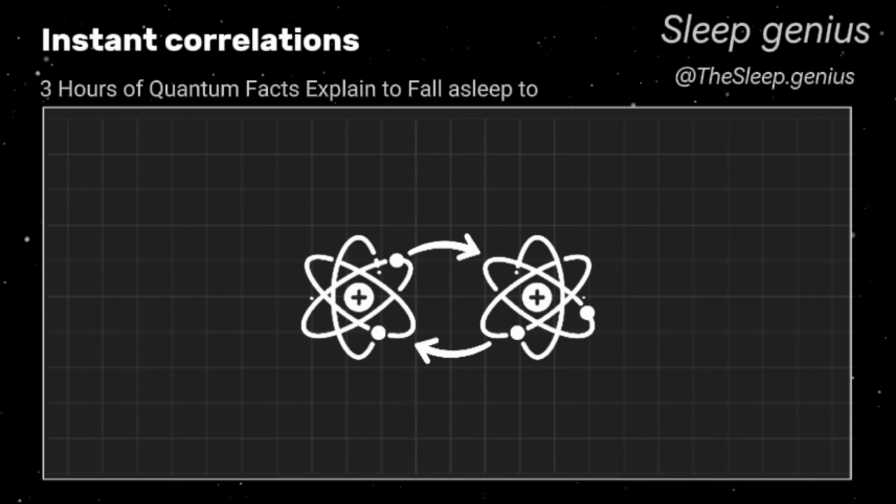Entanglement is one of the most profound phenomena of quantum mechanics, a feature so perplexing that even the most seasoned physicists have struggled to fully comprehend its implications. At its core, entanglement describes a state where two or more particles become connected in such a way that the state of one particle is instantly correlated with the state of another, regardless of the distance between them.